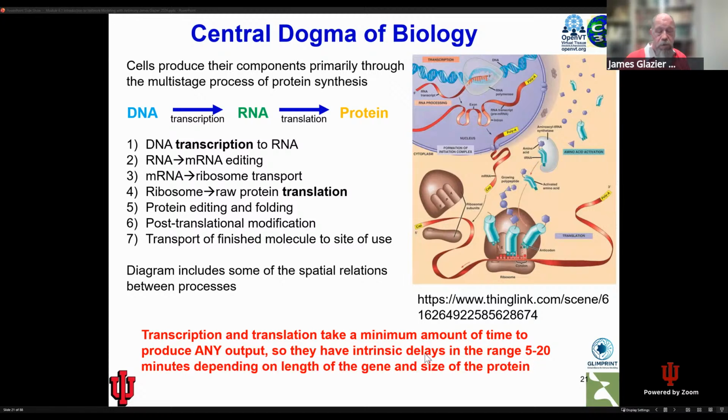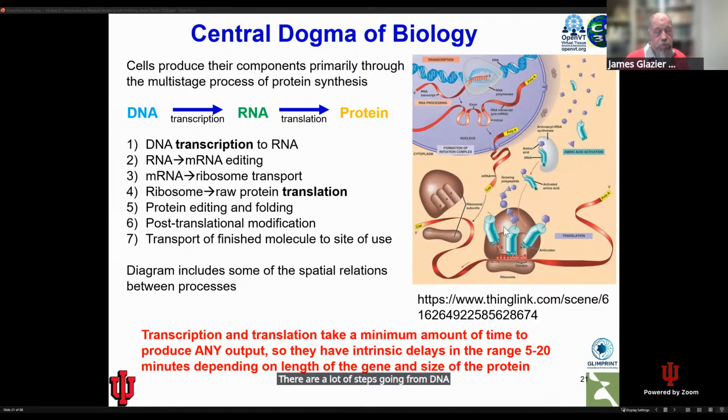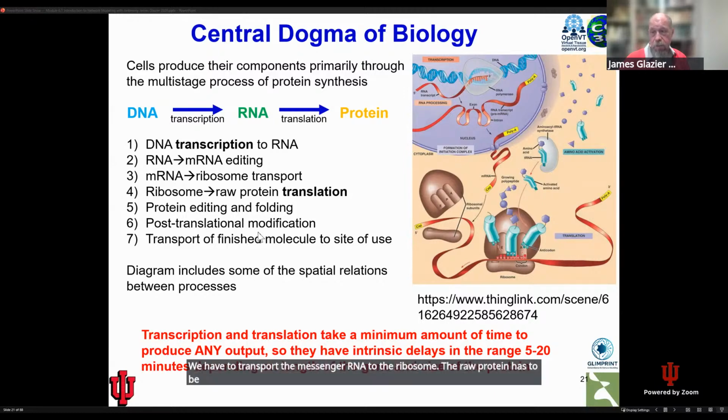When we come to gene regulatory networks, we come back to the central dogma of biology. We start with DNA. We have transcription to RNA, translation of RNA to protein, and then potentially post-translational modification of the proteins. There are a lot of steps going from DNA to finished molecule. We have to edit the RNA. We have to transport the messenger RNA to the ribosome. The raw protein has to be edited and folded. There's post-translational modification. Then we have to transport the finished molecule to the site of use.